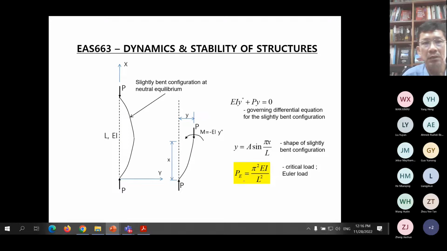Now, here is the free body diagram. This is a diagram showing the column, which is originally straight, represented by this dotted line with height L and bending rigidity EI. And shown here, the solid line is what we call the slightly bent configuration at neutral equilibrium.